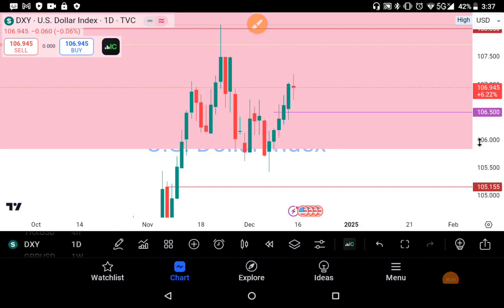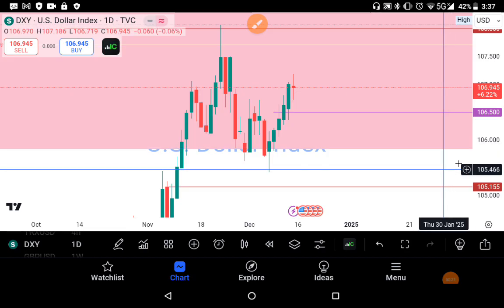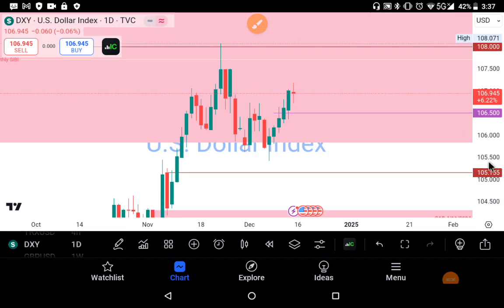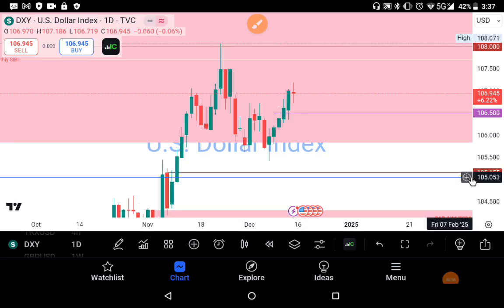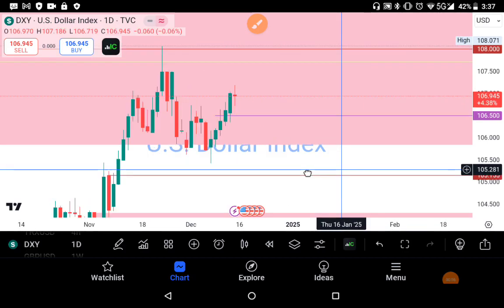Today's date is 16th of December 2024. The analysis I'll be using for today will be what I'll be using for 17th to 21st of December. So without wasting much of our time, let's dive into our charts.